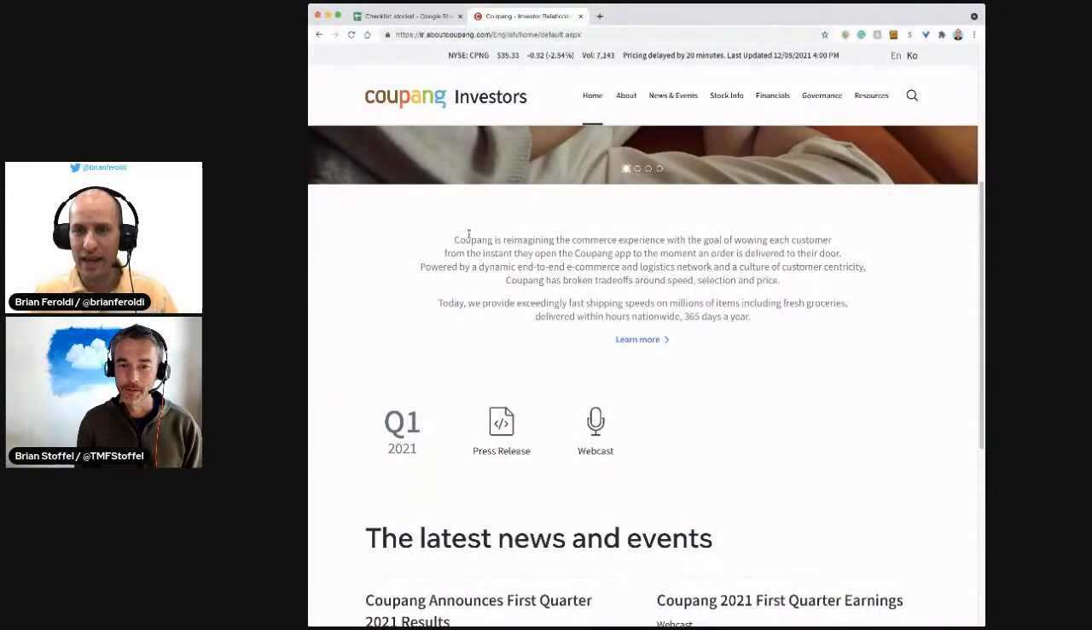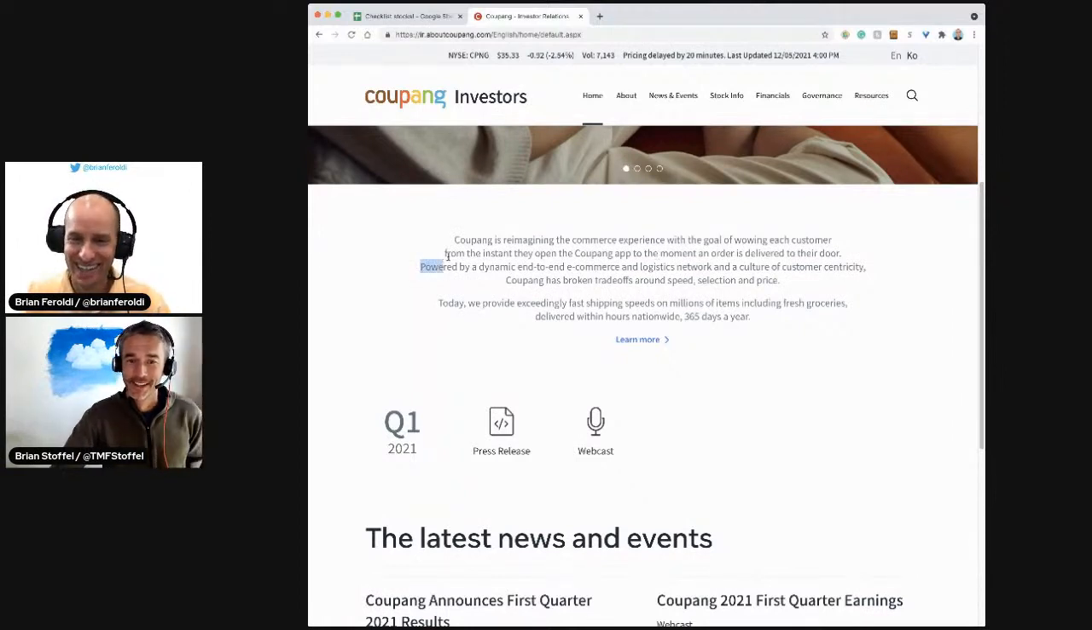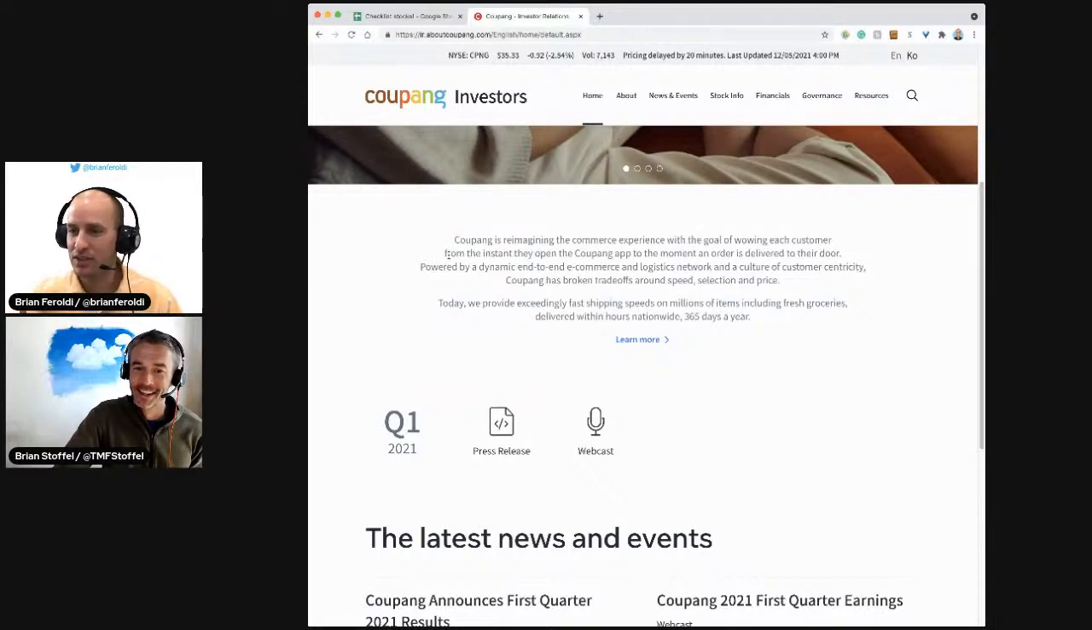Okay, Coupang, I'm assuming we're pronouncing that right, is reimagining the commerce experience with the goal of wowing each customer from the instant they open the Coupang app to the moment an order is delivered to their door. I really hope that's not their mission statement. Powered by a dynamic end-to-end e-commerce and logistics network. Okay, so there's a logistics network and a culture of customer centricity. Coupang has broken trade-offs around speed, selection, and price. Today, we provide exceedingly fast shipping on millions of items, including fresh groceries, delivered within hours, nationwide, 365 days per year.